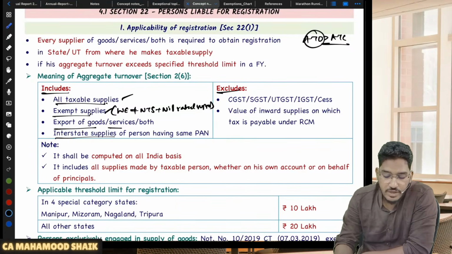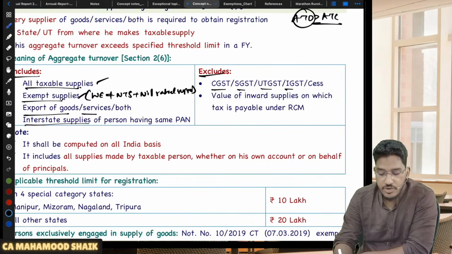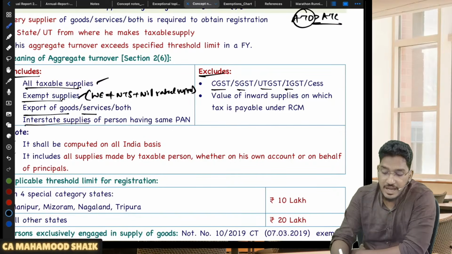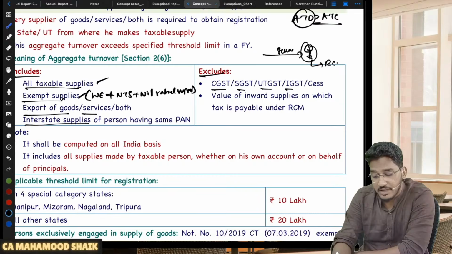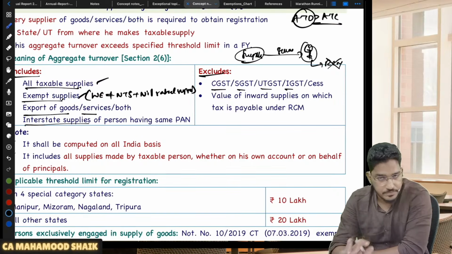Sir, what should be excluded from the aggregate turnover, sir? That figure of turnover, whatever you are taking, that should be exclusive of taxes. Don't include CGST, SGST, UTGST, IGST or cess. Taxes should not be included. It should be excluded. And if you are a recipient receiving the services on which you are liable to pay GST under reverse charge mechanism, that also will not form part of your turnover. That will form part of the supplier's turnover.